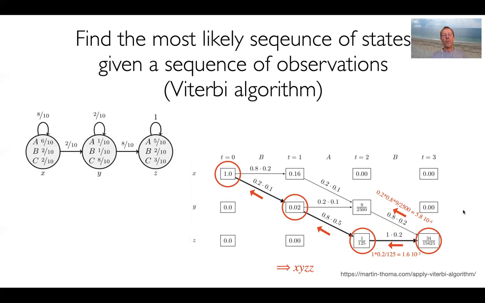So this is the so-called Viterbi algorithm applied in a very simple case here for finding the most likely sequence of states. And in the next lecture, we will find an application, an instance where it's important to be able to calculate this most likely sequence of states.